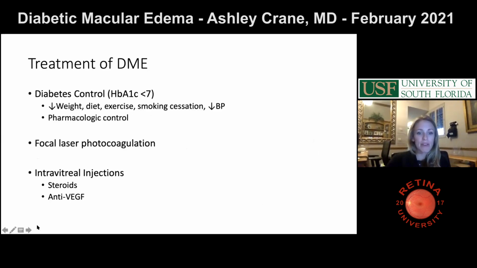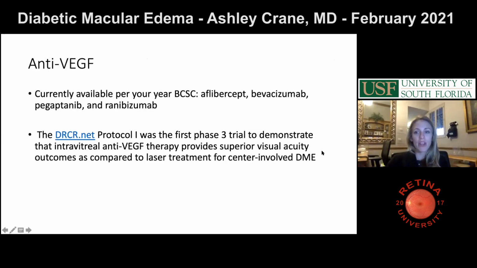So treatment of DME obviously can include diabetes control, getting the A1C down, focal laser photocoagulation, and intravitreal injections, which are really the mainstays of our treatment now. So anti-VEGF. The last version of our book is what we're going to go by, and they include these 4 agents listed per the BCSC 2020 to 2021, of which one we don't use really anymore, but the other 3 we do.